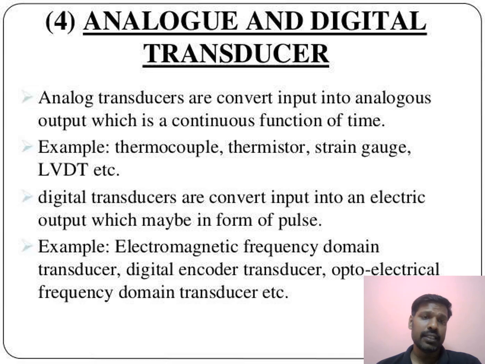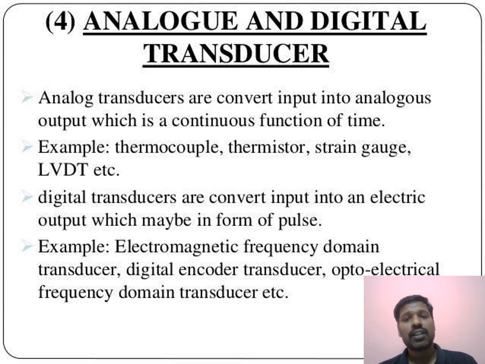Analog and digital transducers. Analog transducers convert input into an analogous output, which is a continuous function of time. Examples are the thermocouple, thermostat, strain gauge, and LVDT. So as you can see, for analog and digital transducers, active and passive transducers, electrical transducers, and mechanical transducers, most of them have the same applications, but their operation belongs to either electrical transducers, mechanical transducers, or analog and digital transducers.